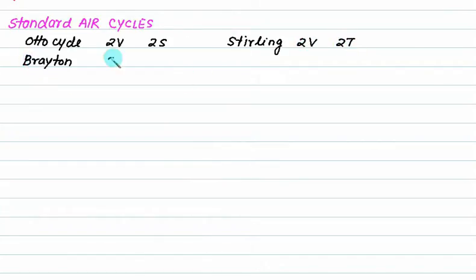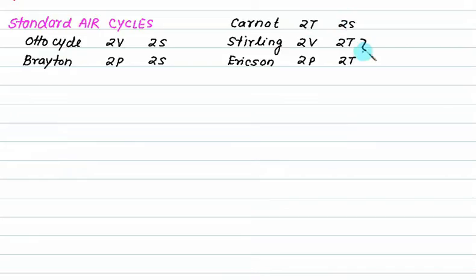The Otto cycle is 2 constant volume and 2 isentropic, whereas the Stirling cycle is 2 constant volume and 2 isothermal. The Brayton cycle is 2 constant pressure and 2 isentropic. The Ericsson cycle is 2 constant pressure and 2 isothermal. And the Carnot cycle consists of 2 isothermal and 2 isentropic. So this is regeneration in the case of the Stirling cycle and Ericsson cycle.